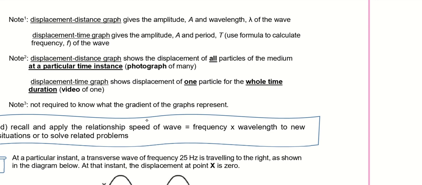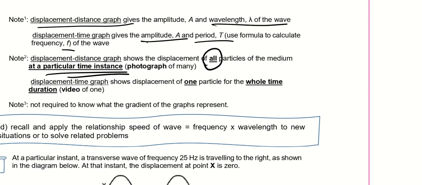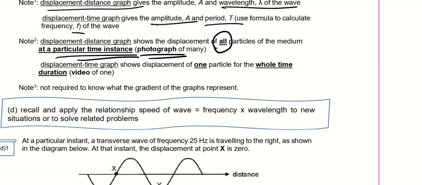The DD graph gives the amplitude and wavelength of the wave. The DT graph gives the amplitude and period, and then if we use the formula, we can calculate frequency. I don't know if you can understand this. The DD graph shows the displacement of all particles at a particular time instance. That means it is like a photo of many particles. Whereas the DT graph shows the displacement of one particle for the whole duration. That means it's actually a video.